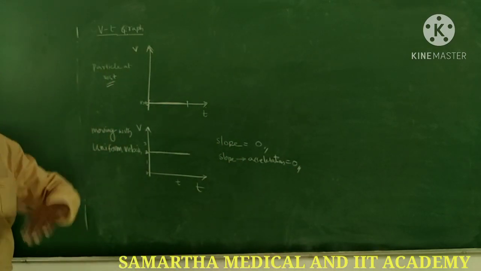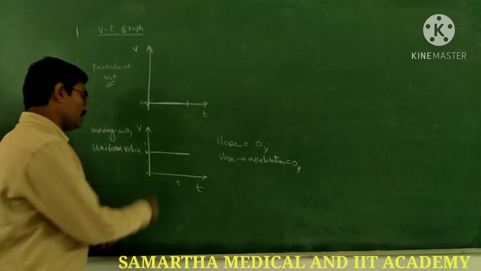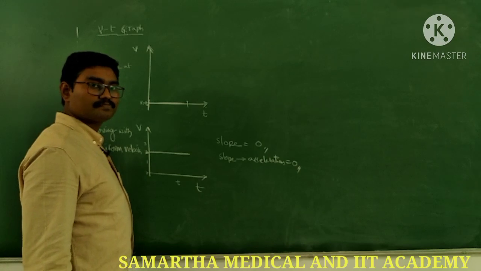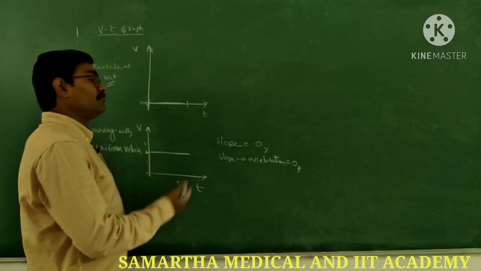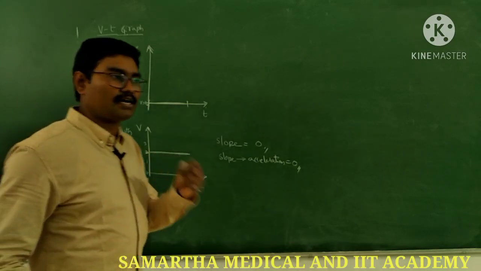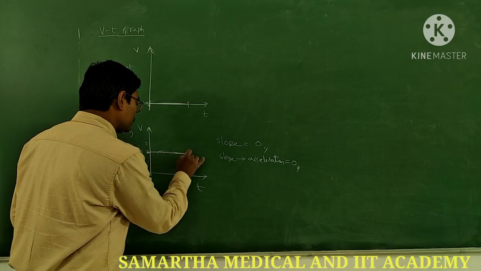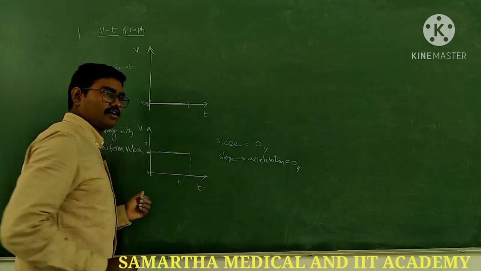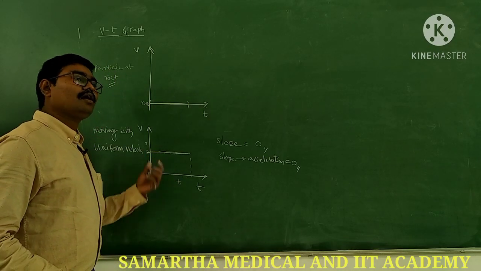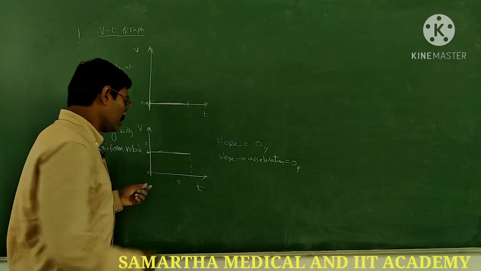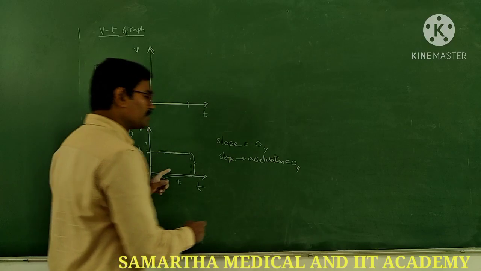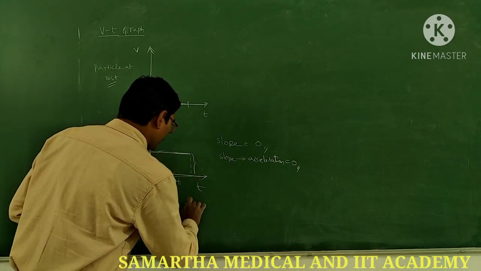Okay. Now here another point will come for graphs. What is that? Area covered by the curve in the VT graph. See here, what is the area covered? It looks like a rectangle, right? How can you find the area of a rectangle? Length into breadth. So length is time, breadth is velocity. So length into breadth means v into t.